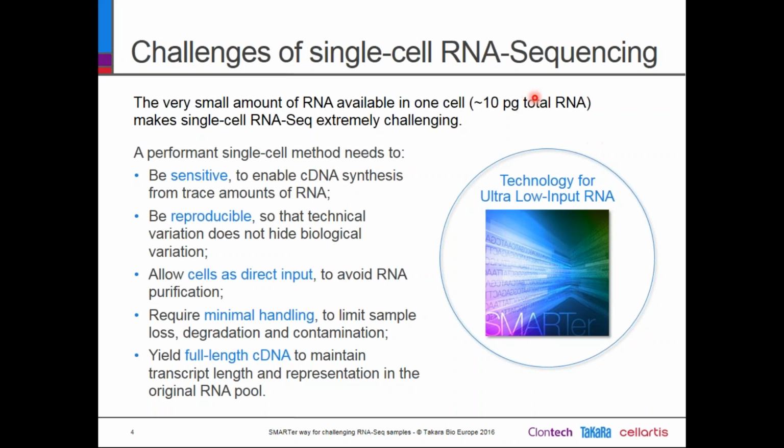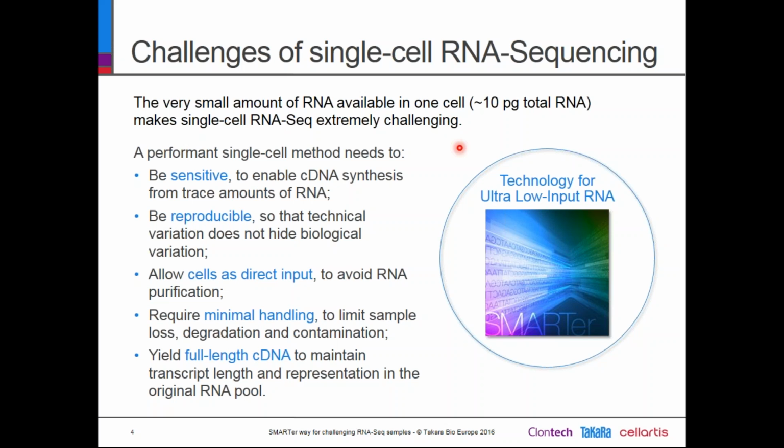And also most of this total RNA will be ribosomal RNA, so the fraction of coding RNA or messenger RNA will be even lower. So a well-performing single-cell method will need to be first sensitive, to enable the cDNA synthesis from these trace amounts of RNA. Then it should be reproducible so that the technical variation will not hide the biological variation, which is what is of interest to you as a researcher.